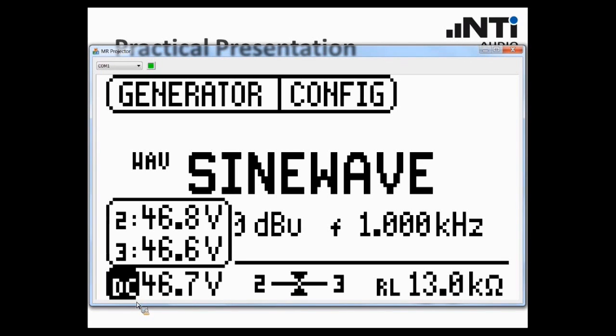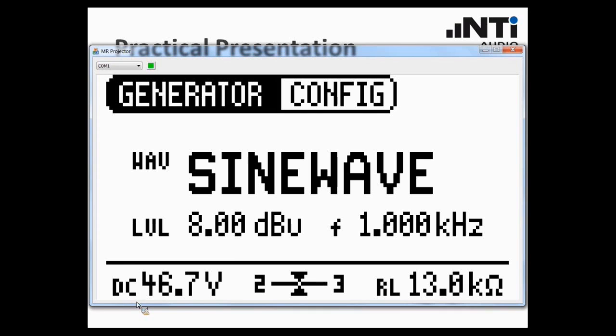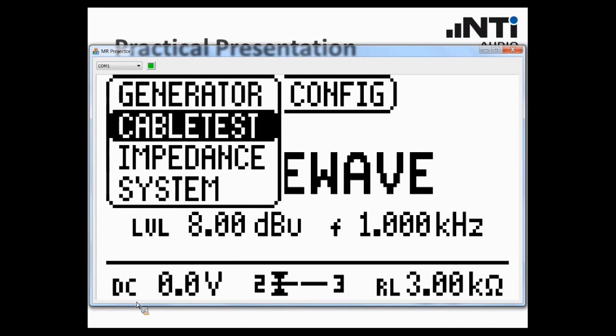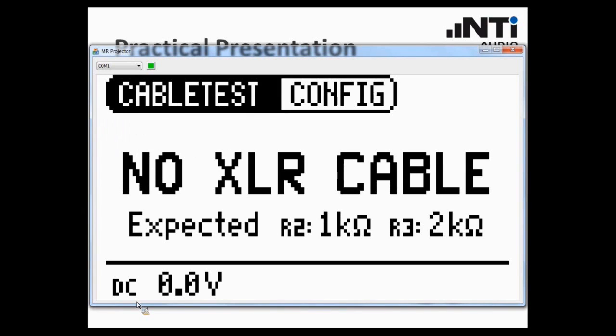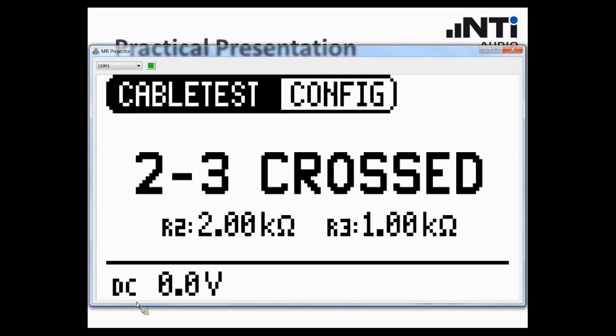And a last feature I wanted to show you, I have announced that before, was the cable test. Let me connect now a modified cable to my MR-PRO. Then I have to change the function to cable test. It takes a second, and then it will tell me, aha, this cable has a crossed pin 2 and 3. So the pin 2 of the one side of the XLR has been connected to pin 3 at the other end, and vice versa. So this is a very good indication there's something wrong.